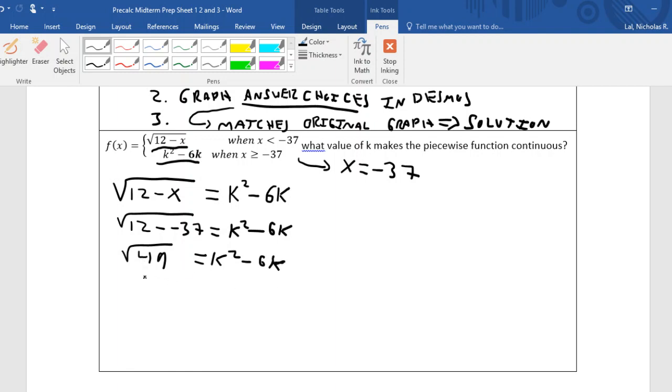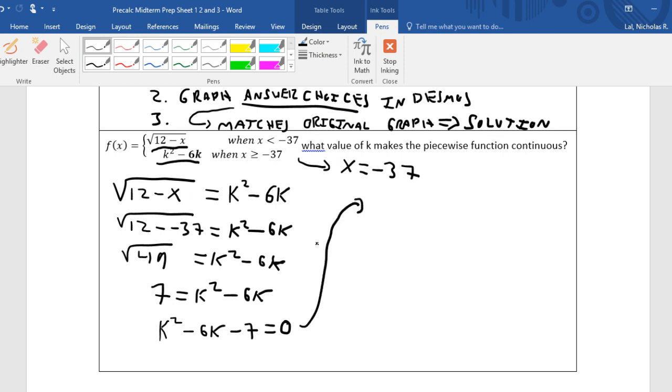I will have square root of 49 is 7. 7 is equal to k squared minus 6k. And so, because 7 is equal to k squared minus 6k, k squared minus 6k minus 7 is equal to 0. Factoring, this will factor to k minus 7, k plus 1.